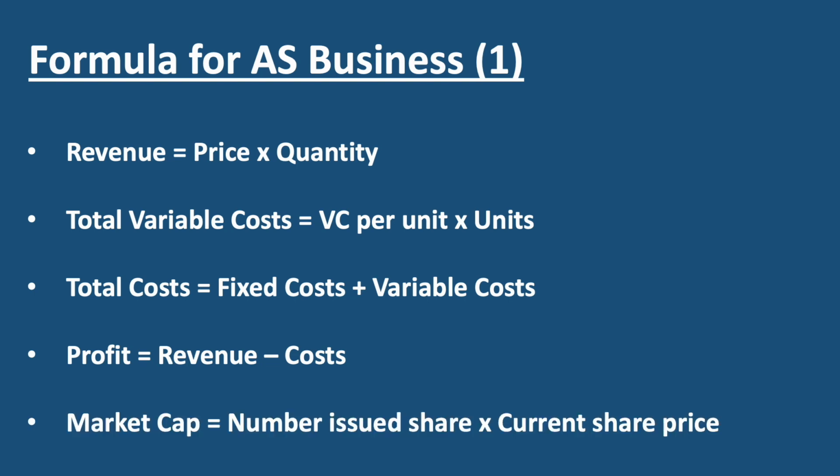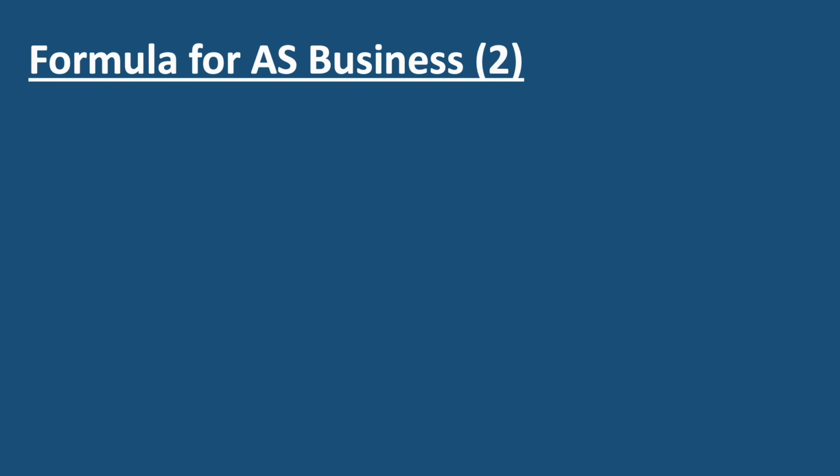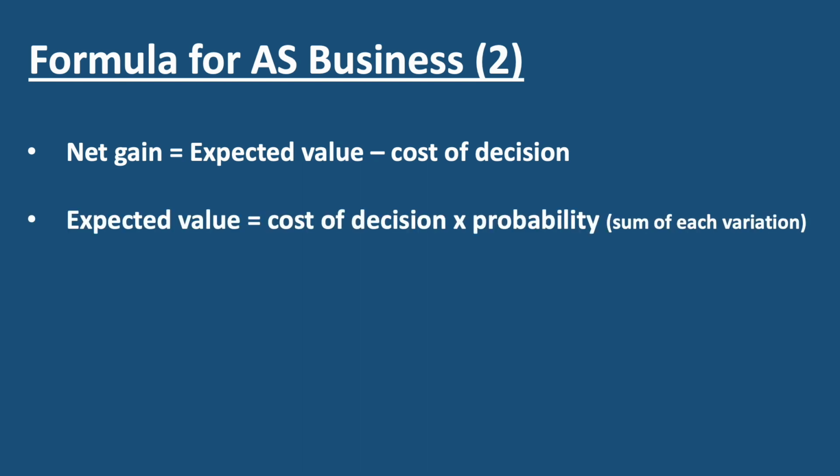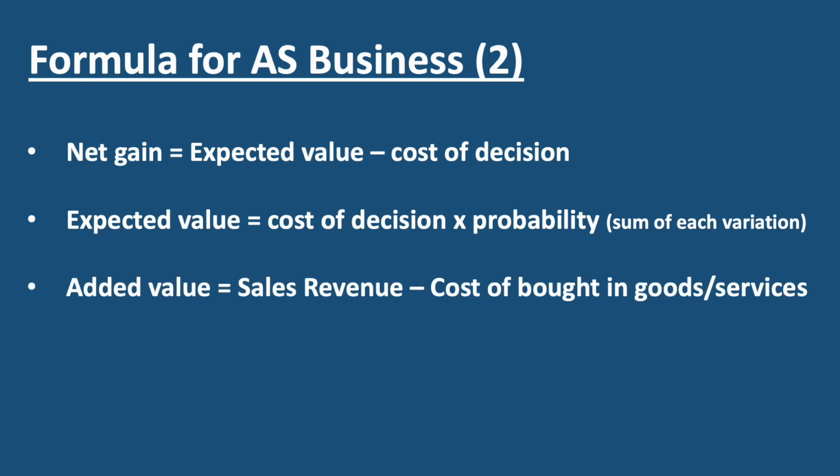Market capitalization, market cap, is the number of issued shares times by the current share price. Don't get confused with ordinary share capital, which will be the share price at the moment of flotation. Second set of formulas, net gain, that's expected value minus the cost of the decision. Expected value is cost of decision times by the probability, and then the sum of all the variations, usually 2, sometimes 3. Added value, that's sales revenue minus cost of bought in goods and services.